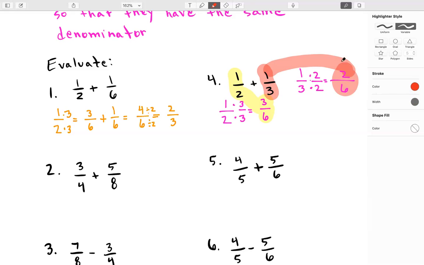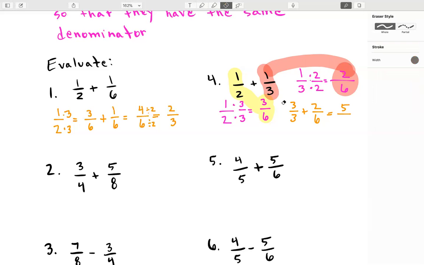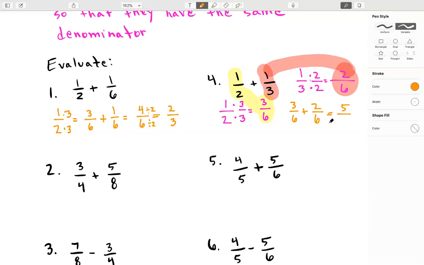So what I'm trying to illustrate is the fact that we can now add these fractions, 3/6 plus 2/6, just by rewriting the fractions. Oops, I wrote 3/3, my bad. Five, six. Easy for me to say.